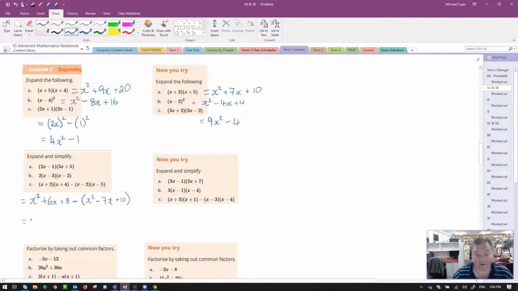And now it's just a matter of collecting like terms. So x squared minus x squared, they're going to disappear. 6x minus negative 7x, that's 6x plus 7x, 13x. And 8 minus 10, negative 2. That x did not look a lot like an x. Hopefully that looks a little bit more like an x to you. 13x minus 2. I think it still looks pretty messy.